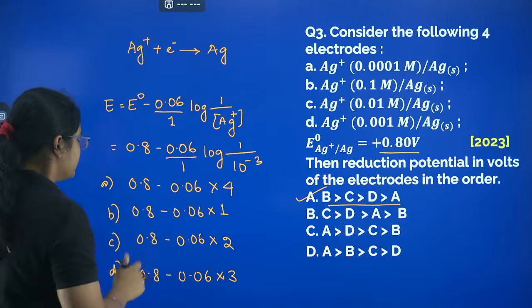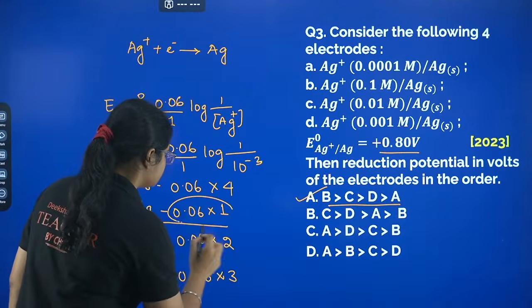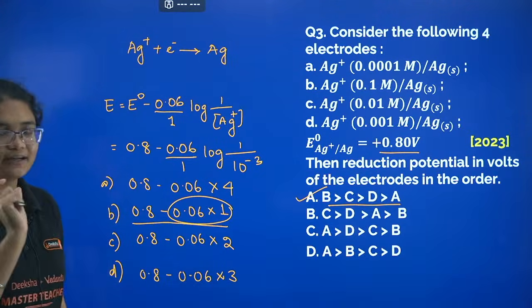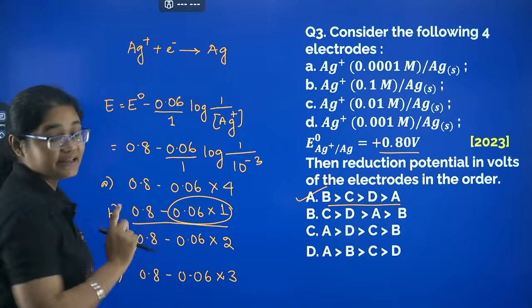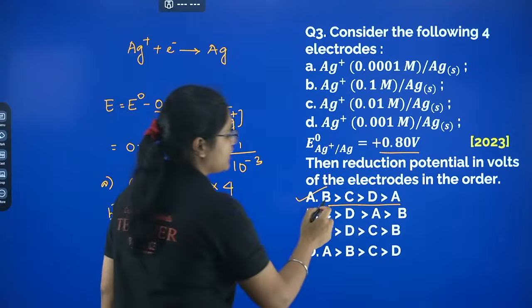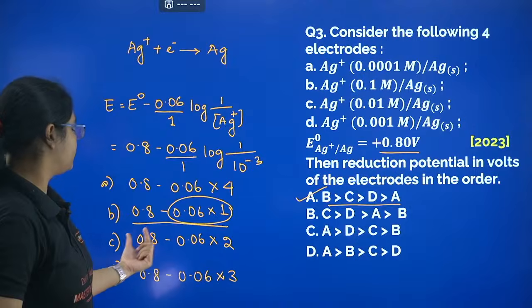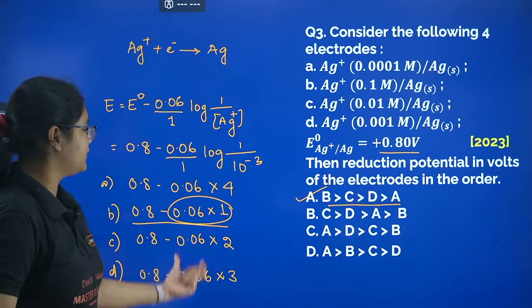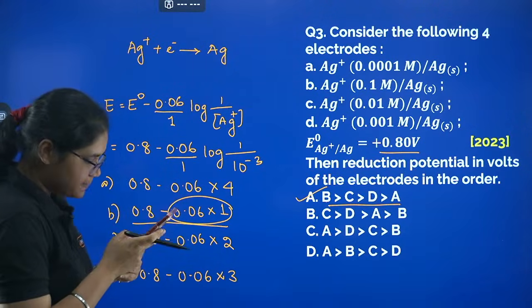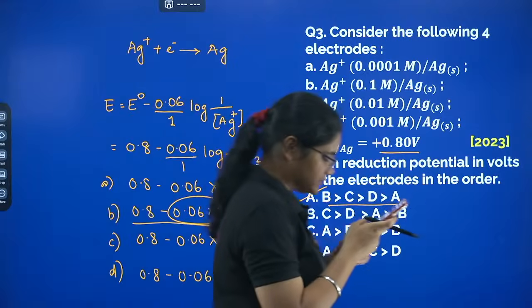And here, see, in this B, you are subtracting the smallest number. Okay, you are subtracting the smallest number. So this value will be the highest value. So B will come at the highest. After that, you have C, then you have D, and lastly you have A. Okay, so that is why option number A is the correct answer.